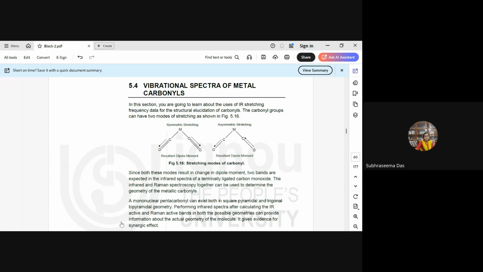So now coming to the vibrational spectra of metal carbonyls. Vibrational spectra is mostly related to FTIR, that is Fourier transform infrared spectroscopy. FTIR is a very useful technique to understand the different functional groups present in a particular compound. When we perform the FTIR experiments, we get a spectrum. In the x-axis we get the wave number, and in the y-axis we plot the transmittance or absorbance. Now different compounds, we know, have different types of vibrations.